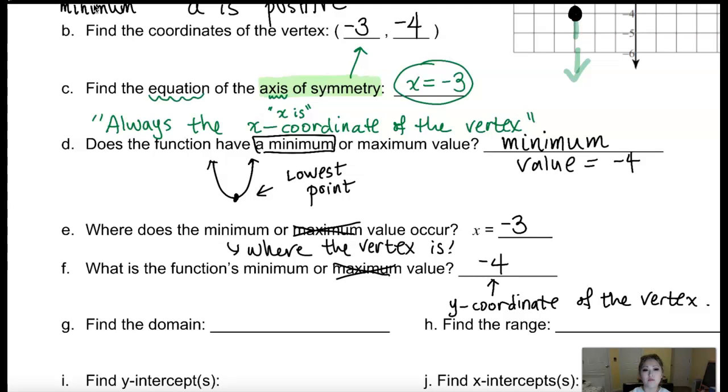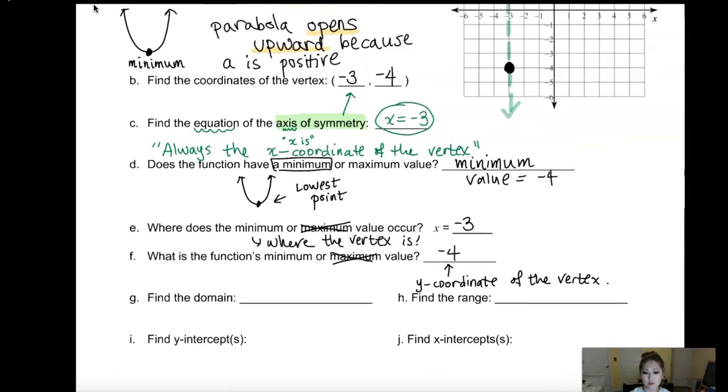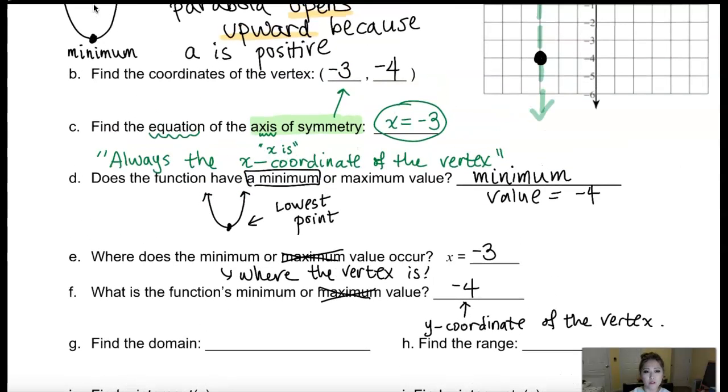All right, let's find the domain. Well, domain, if you think about it, what kind of numbers can you square? Can you square 5? Can you square -5? Can you square 0? Can you square fractions? You can square anything you like. So guess what? The domain is going to be from -infinity to positive infinity.